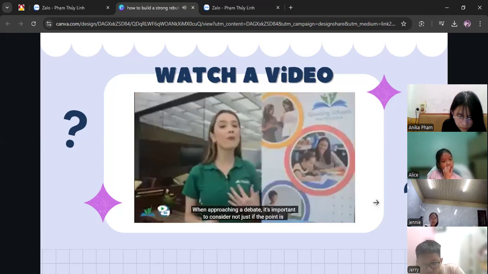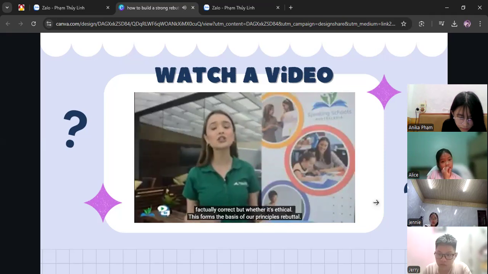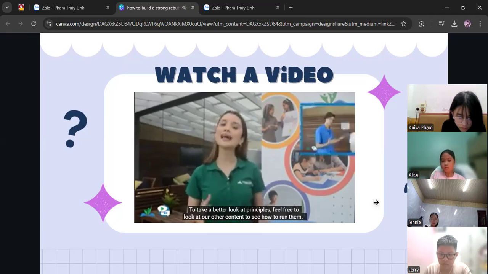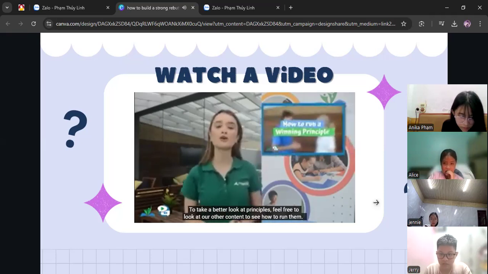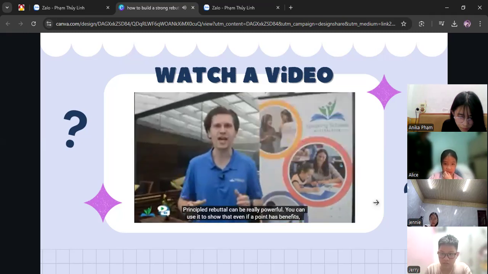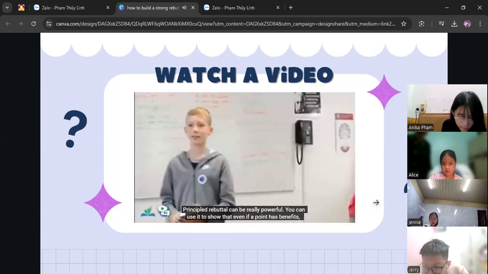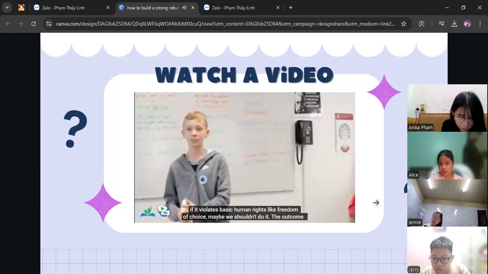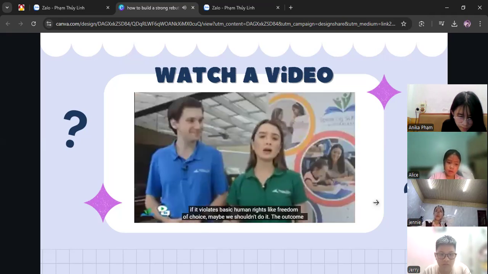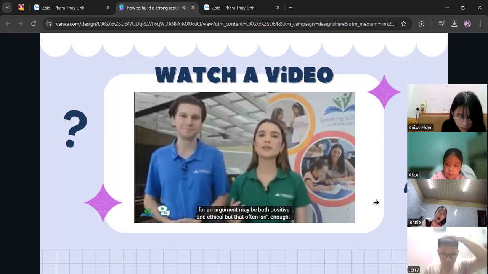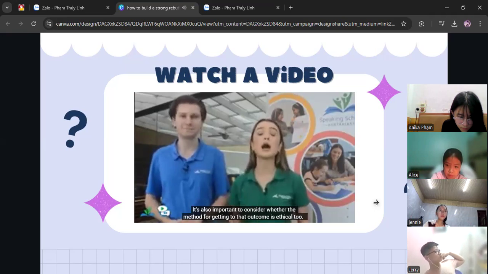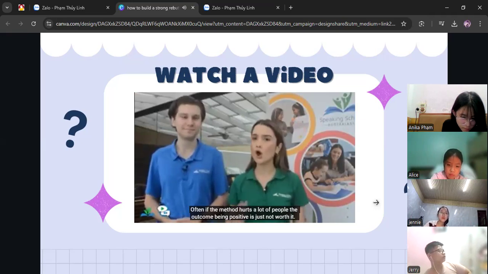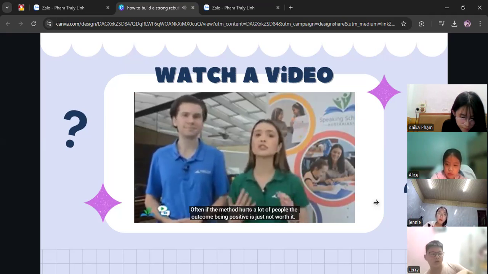When approaching a debate, it's important to consider not just that the point is factually correct, but whether it's ethical. This forms the basis of our principles rebuttals. To take a better look at principles, Feel free to look at our other content to see how to run them. Principled rebuttal can be really powerful. You can use it to show that even if a point has benefits, if it violates basic human rights like freedom of choice, maybe you shouldn't do it. The outcome for an argument may be both positive and ethical, but that argument isn't enough. It's also important to consider whether the method for getting to that outcome is ethical too. Often, if the method hurts a lot of people, the outcome being positive is just not worth it.